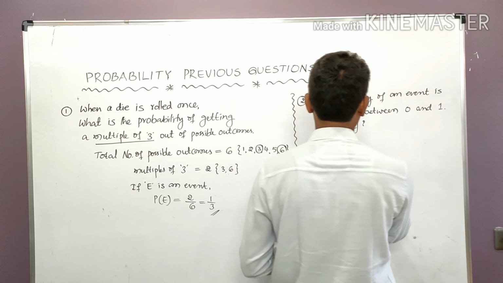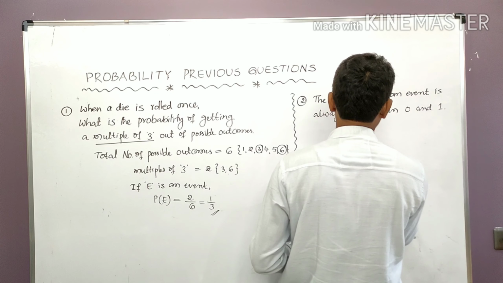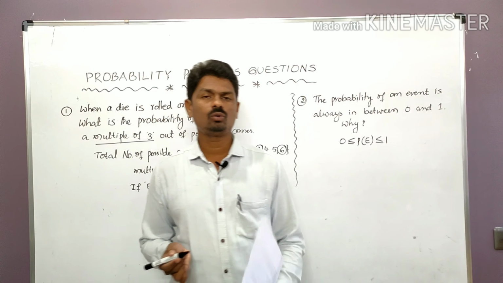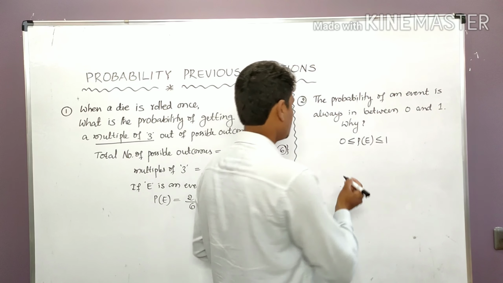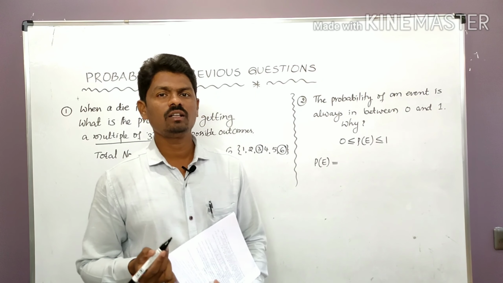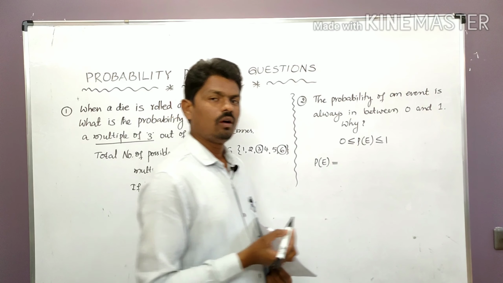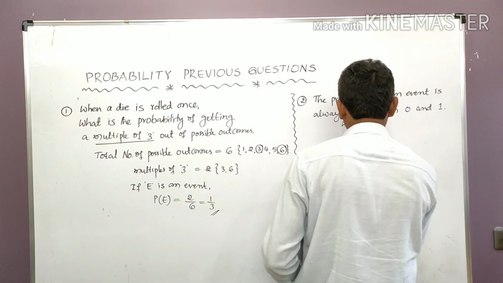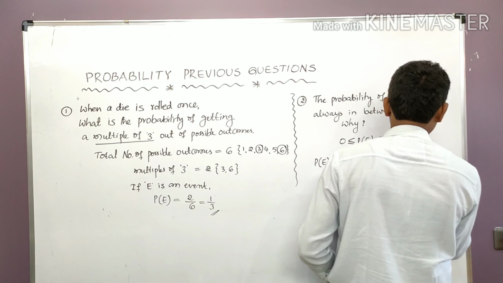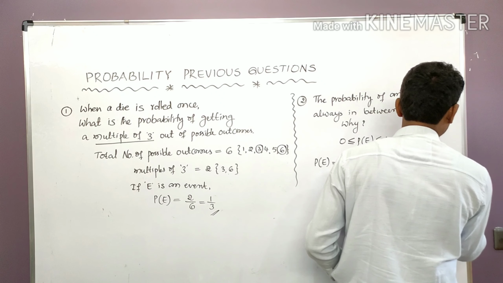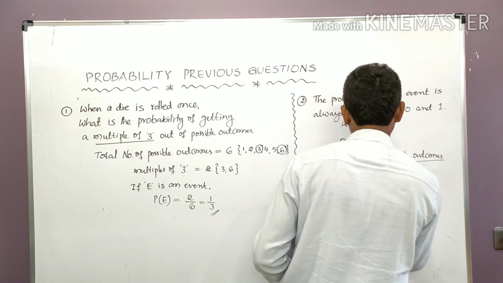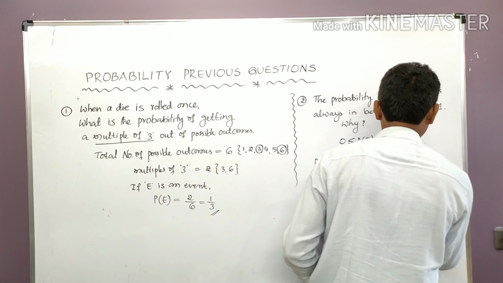So generally we write, if E is an event, then probability of E lies in between 0 and 1, and it can be equal to 0 and it can be equal to 1. So why he is asking? Because how can we define probability of an event? P of E. If E is an event, then probability of E is equal to number of favorable outcomes divided by total number of possible outcomes.